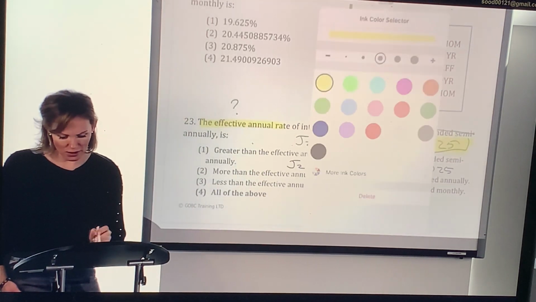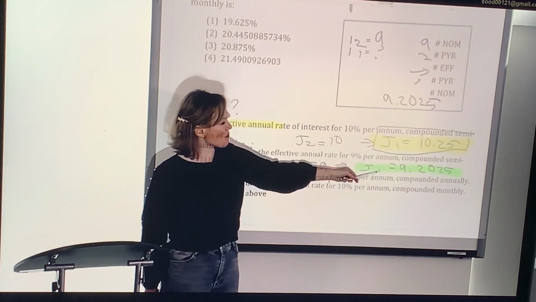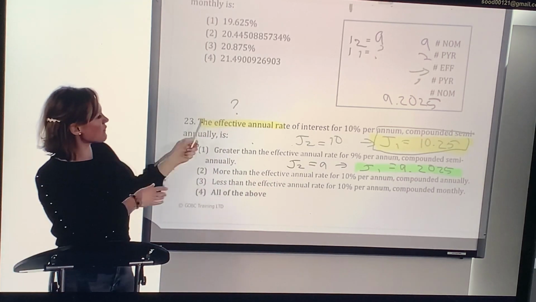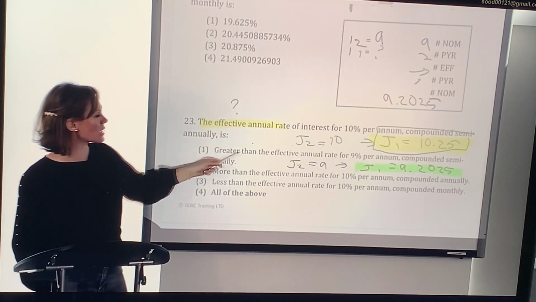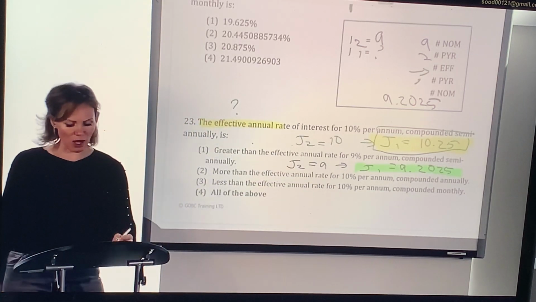Let me take a different color. If I take this and compare it to this, I know that this one is higher than this. So option 1 says if I take my effective annual rate and compare it to anything else, it will be greater than the effective rate of option number 1. So that is a true statement. So far I know option 1 is true.